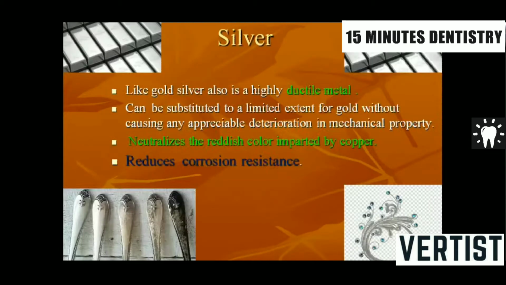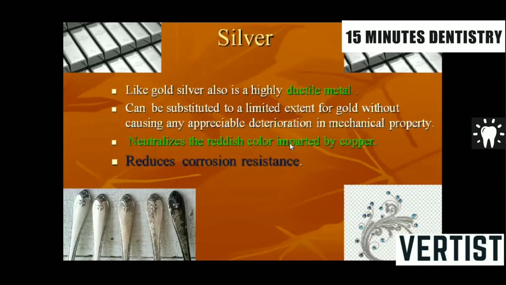I will just epitomize, or in short describe, the role of each constituent of the metals in cast gold. Silver. Silver, like gold, is also a highly ductile metal. So you see a lot of ornaments; I have put one representative ornament here. You see all the ornaments made of silver because it's highly ductile, and it can be substituted to a limited extent for gold without causing any appreciable deterioration in the mechanical properties. Mechanical properties are not deteriorated because it's almost similar to gold.